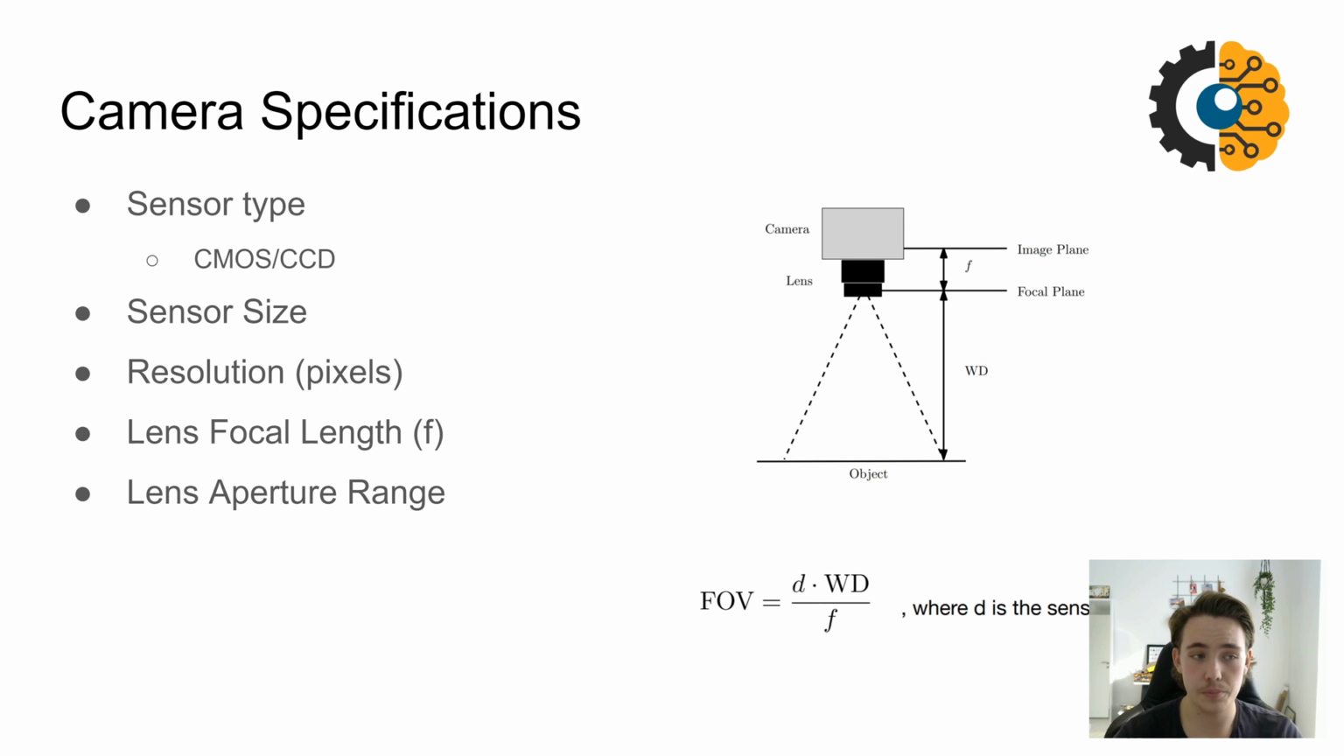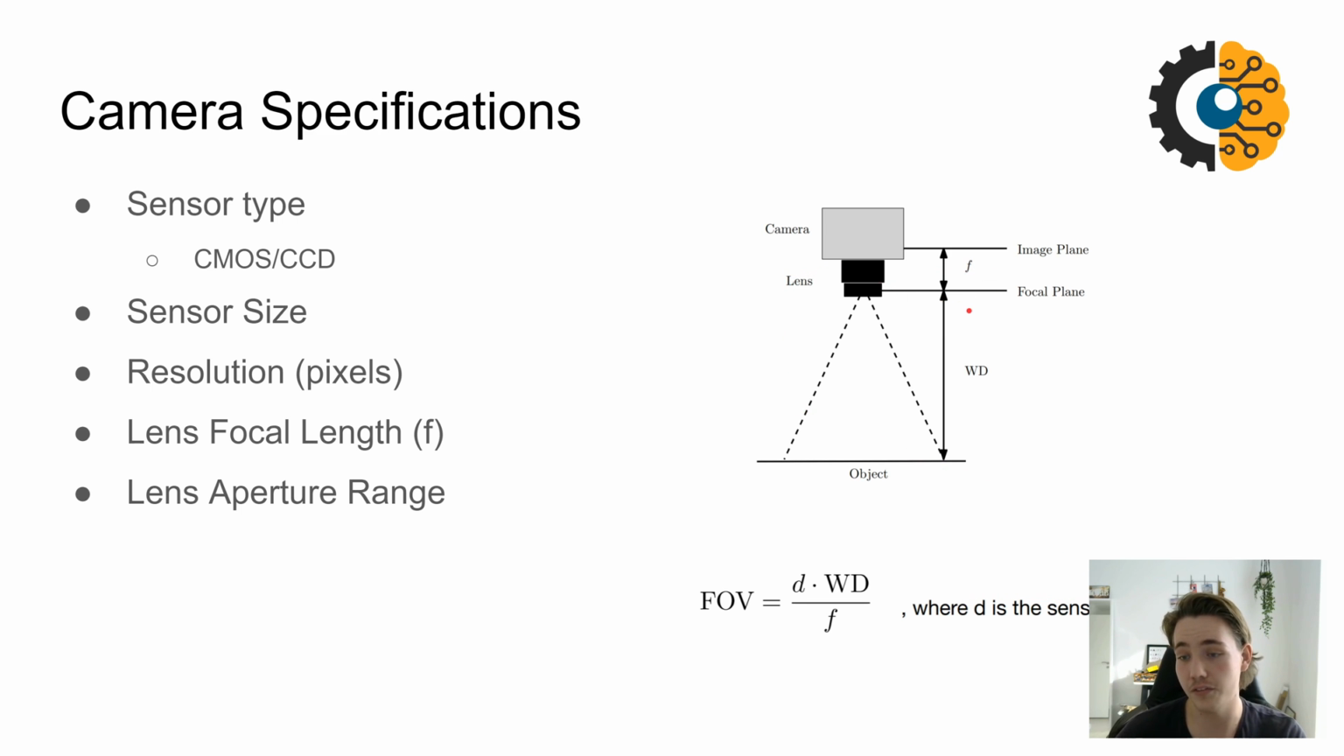We're also going to talk about some camera specifications from the first video, where we have different kinds of sensor types, the CMOS and CCD sensors, where most of the time we're just using the CMOS, which is the standard sensor. We can also have a variable sensor size, and we have a resolution for our camera, so how many pixels our camera takes. And we also have this focal length for the lens.